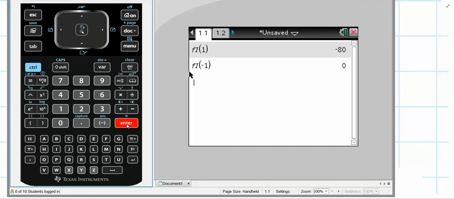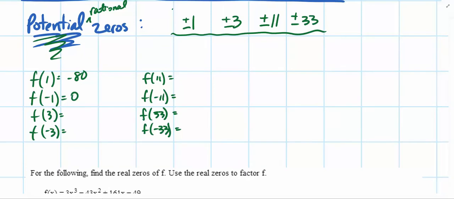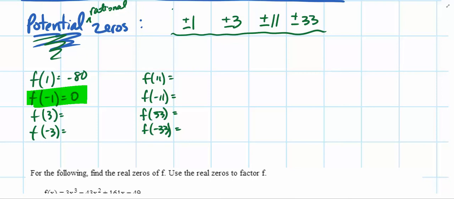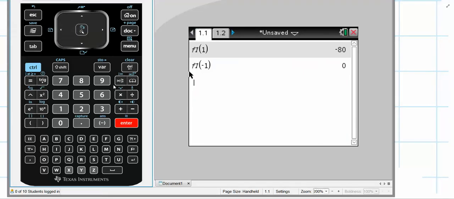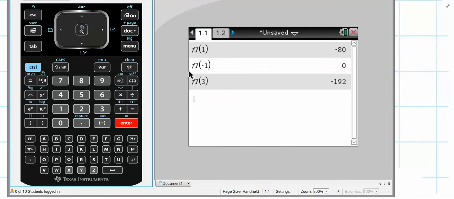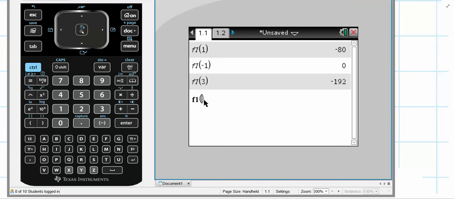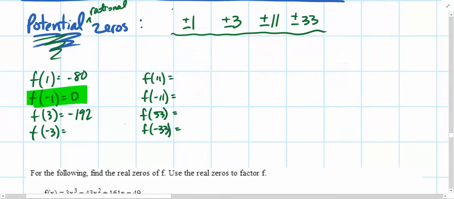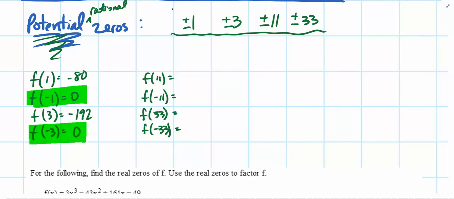And now that one does equal a 0. So that's good for us. We found one of our zeros. Remember, there could be 3 of these in this list. So let's keep going until we find all 3 or until we run out of zeros. So the next one that I'll check is 3. Well, that equals negative 192. That didn't help us out. Now let's check negative 3. There's another 0. Good. We found 2 of them. Let's see if we can find a third.